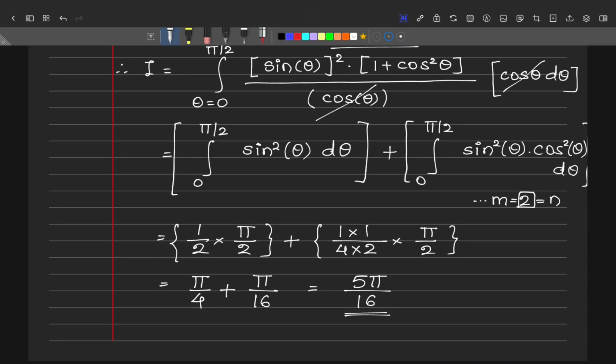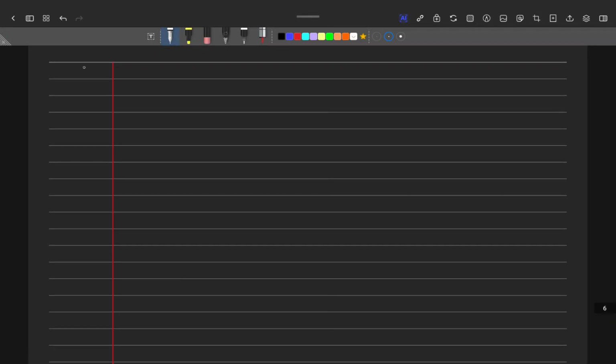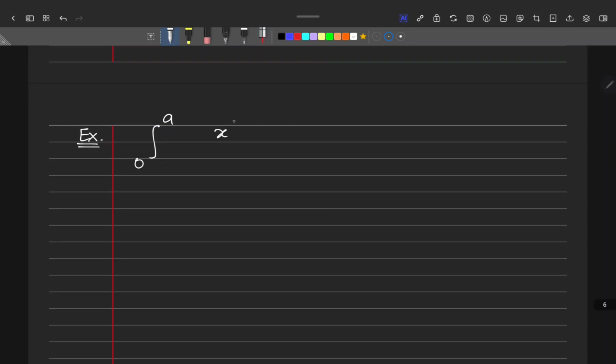Is it clear? Then a similar type of problem. Here we have to use substitution for the integration from 0 to a of x raised to 4 upon square root of a square minus x square dx. So what we do, we prefer this denominator term.